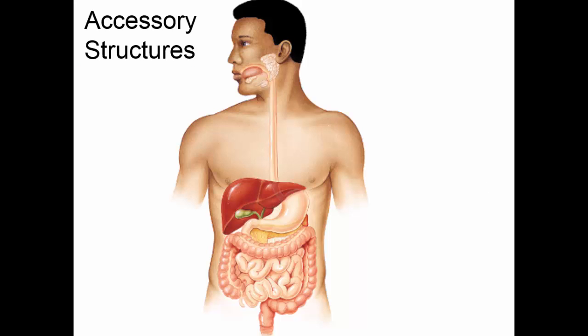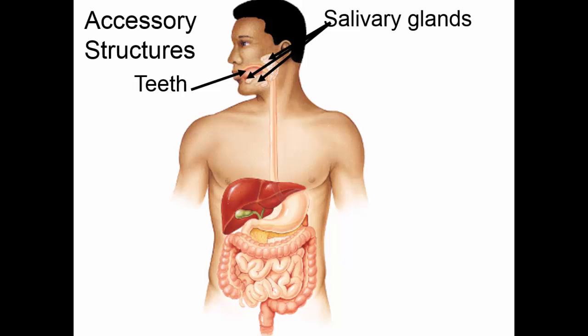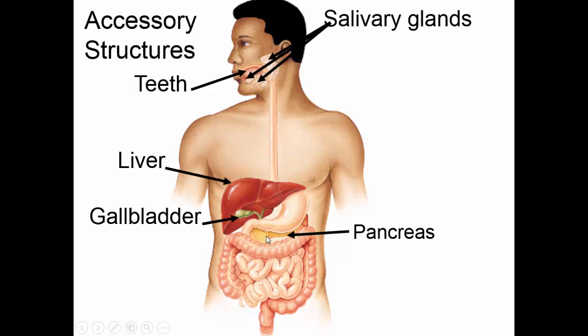The accessory structures are those things that assist with the digestive process. The teeth and the salivary glands are found in the mouth. The teeth are involved in mechanical digestion. They grind the food. The salivary glands contribute to the chemical digestion. There's an enzyme they produce. The liver helps break down food by manufacturing bile, and bile is stored in the gallbladder until we need it. And then the pancreas makes a number of digestive enzymes. Bile and pancreatic fluid is emptied in the duodenum. This is where most of the chemical digestion occurs.